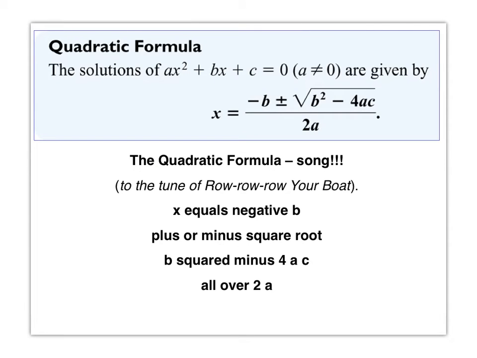The quadratic formula is a way to solve any type of quadratic equation, as long as the equation can be written in the form of ax squared plus bx plus c equals 0, and a does not equal 0. The solutions to this equation are given by x equals negative b plus or minus the square root of b squared minus 4ac, all divided by 2a. Now this is a big formula, and this is something you should definitely memorize.